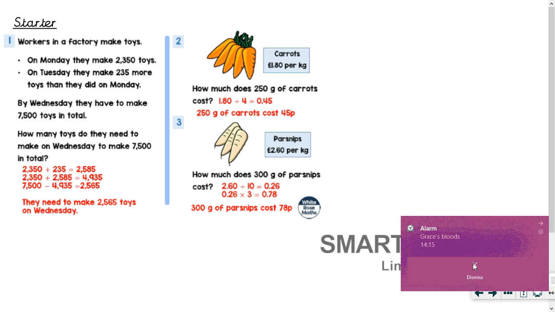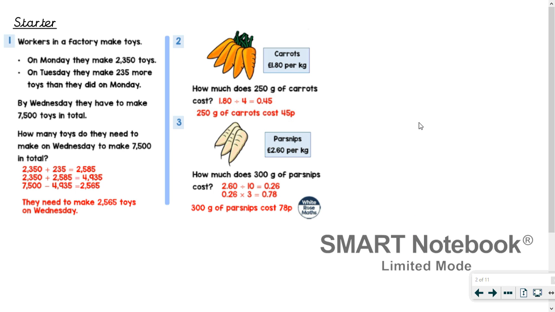Oh, apologies. There's my alarm. So 250 grams goes into the 1,000 grams 4 times. So to split it into 4, we do £1.80 divided by 4 is 0.45. So 250 grams of carrots cost 45 pence. If you didn't fully follow or didn't completely understand, that's okay. That's what we're going to be looking at this week.